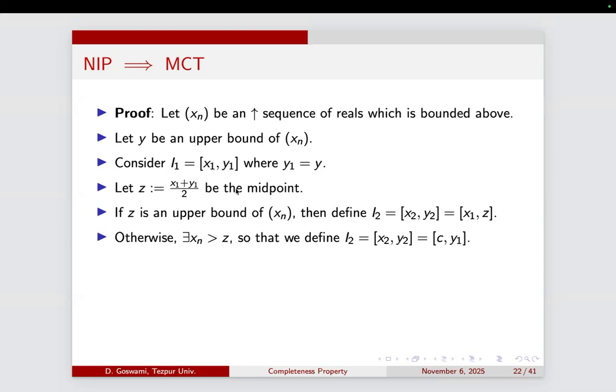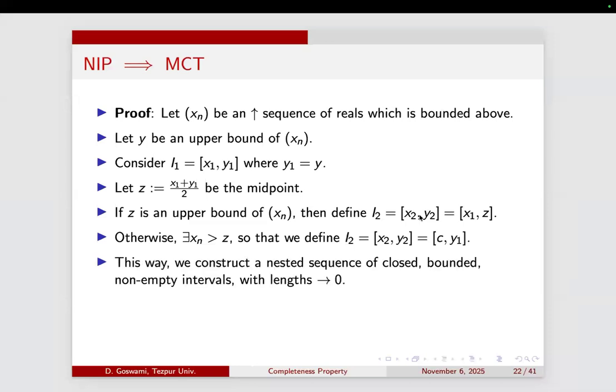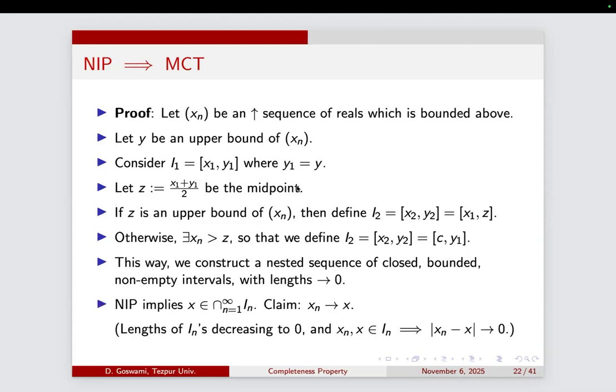So I need a nested sequence of closed, bounded, non-empty intervals whose lengths are going to 0. Why? Because I'm making half each time. If the length is 1, next time it is half, next time it is 1/4, next time it is 1/8. So it is going to 0. NIP says that their intersection should contain one single element. And I claim that our original sequence, the sequence we started with, should go to X.